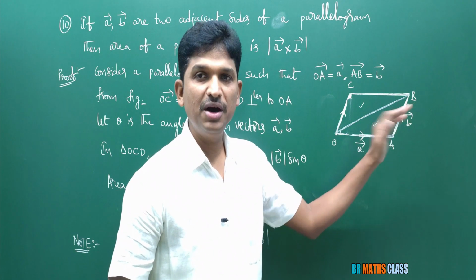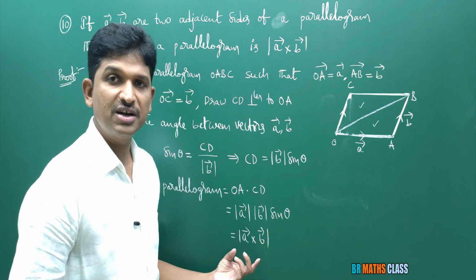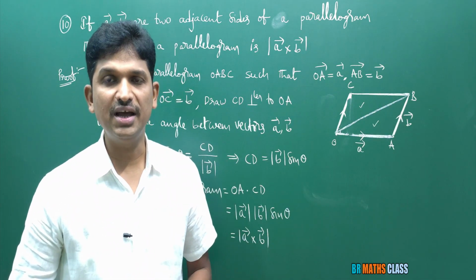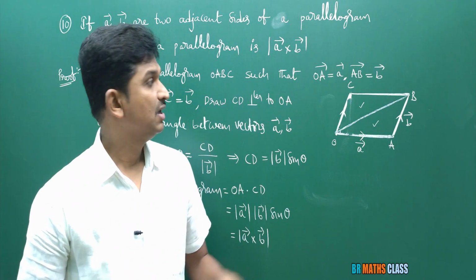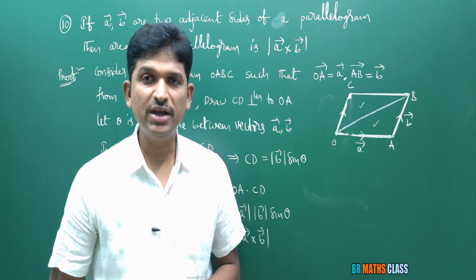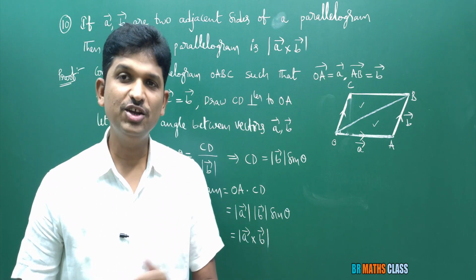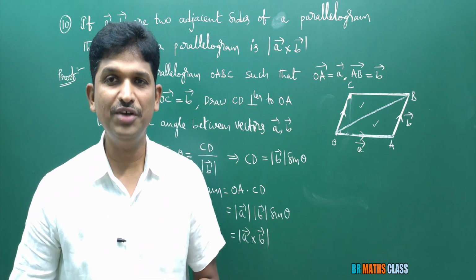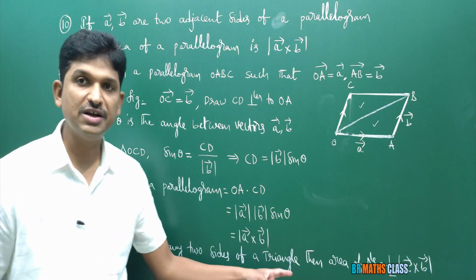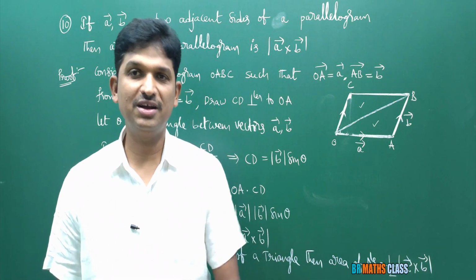If A bar, B bar are the adjacent sides of a parallelogram, then the area of the parallelogram is, as we got, magnitude of A bar cross B bar. At the same time, if A bar, B bar are any two sides of a triangle, then the area of the triangle is half of magnitude of A bar cross B bar. So what point did you learn here? I hope you got this point.